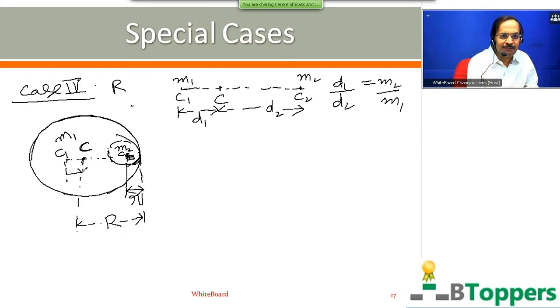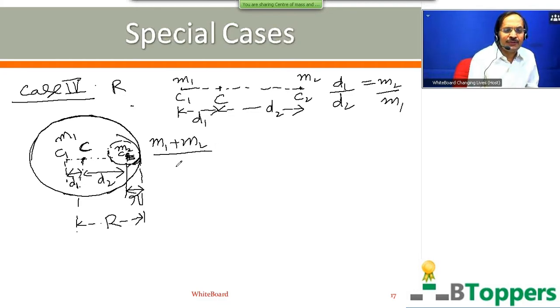So let D1 denote the distance of the center of mass of the remaining plate from the center of the original plate. Let D2 denote the distance between C2 and C. So D1 by D2 you can write as M2 by M1, as explained earlier. So I have to find the ratio of M2 and M1. The mass of the original plate is M1 plus M2. The mass of the circular piece is denoted by M2. The original plate is circular in shape and the mass M2 is also circular in shape.